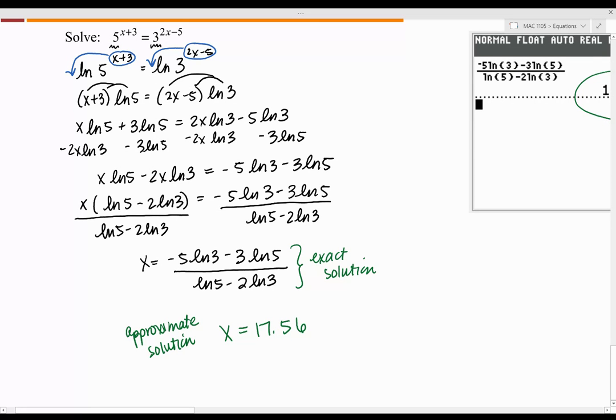So just pay attention to how they want your answer. Exact means that they want you to leave the logs in the answer. You're not going to round or anything like that. And approximate is your keyword to let you know you're going to plug it into the calculator.